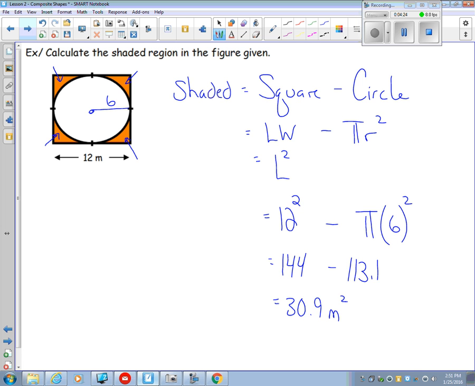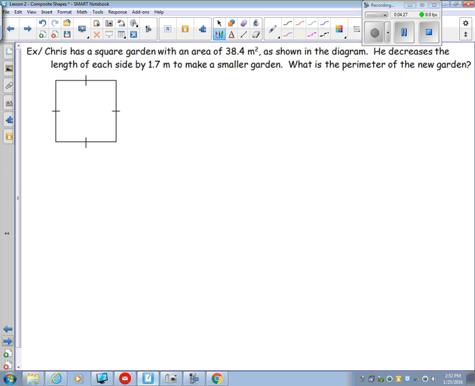That's those little bits and pieces we otherwise would not be able to figure out without taking the outside minus the inside. And the last one, a little bit of problem solving. Give it a try. Pause the video and see if you can figure out what's going on here and see if you get the right answer. And then you can try some of the homework afterwards. We have Chris. He's got a square garden. We know the area of this square garden is 38.4 meters squared. But we don't know the size of it. All we know is he wants to make a smaller garden. He wants to decrease the size of each of his sides by 1.7 to make this new garden. And he wants to know the perimeter of that thing.